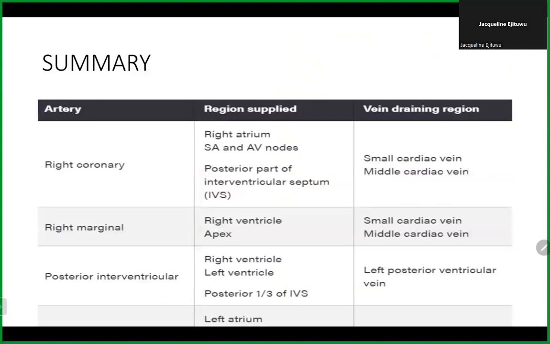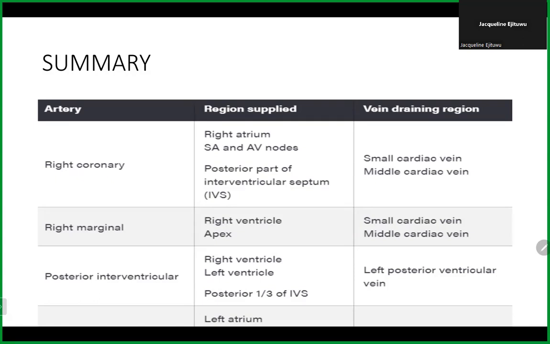Okay, this is just a summary of what we discussed. The right coronary artery basically supplies the right atrium, the SA node in 60% of cases and the AV node in 90% of individuals. It also supplies the posterior part of the interventricular septum. And all these myocardial parts drain directly into the small cardiac vein or the middle cardiac vein. The right ventricle and the apex are also supplied by the acute right marginal branch of the right coronary artery, and they are drained by the small cardiac vein and the middle cardiac vein.